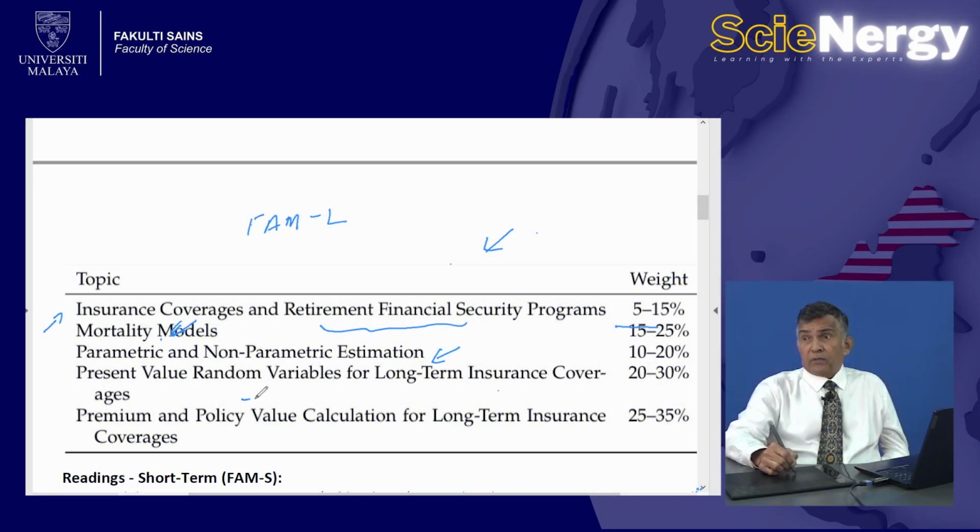Then, of course, we have the big deal here. This is the big deal, right? We have got present value random variables, the life and soul of life actuaries. Present value random variables for long-term insurance coverage.